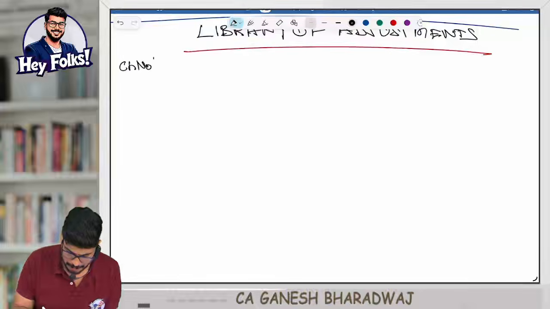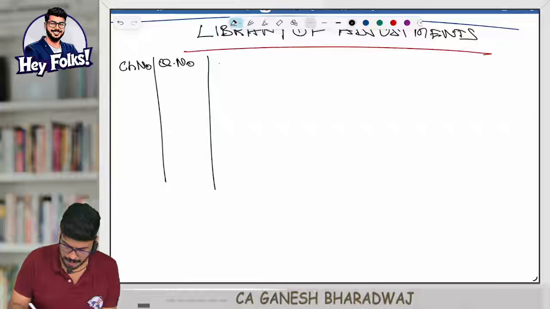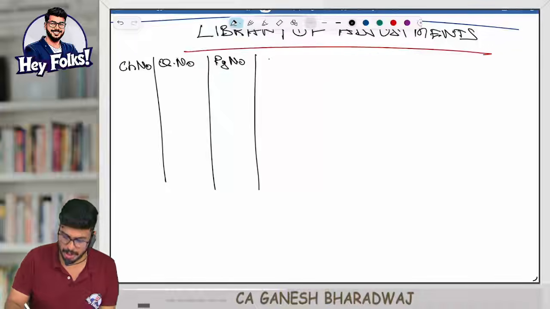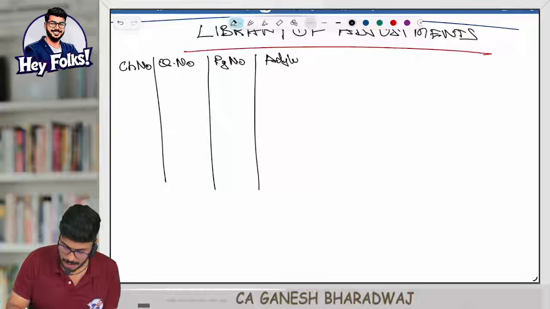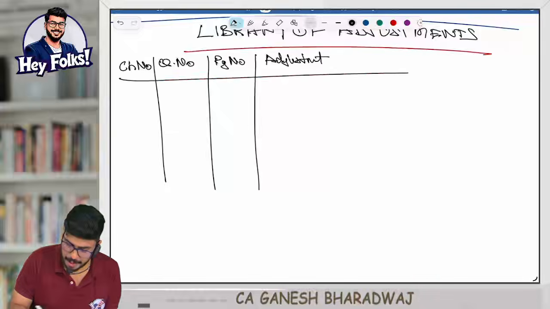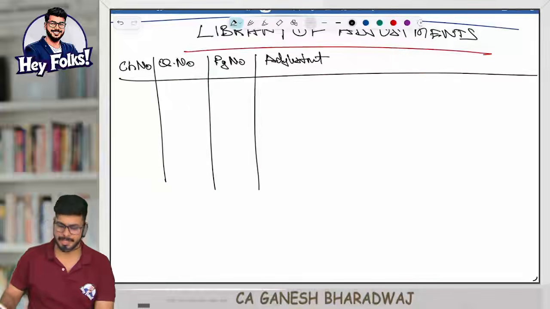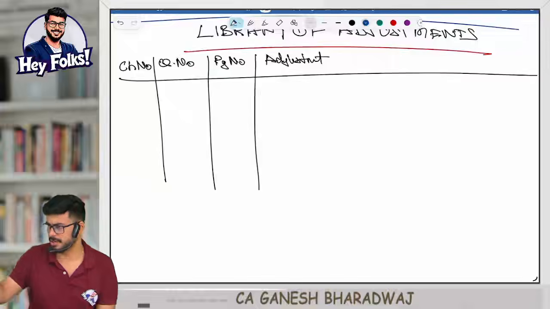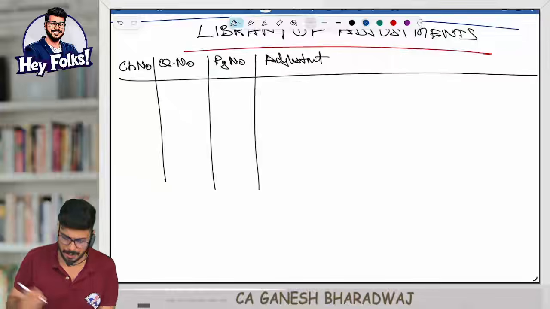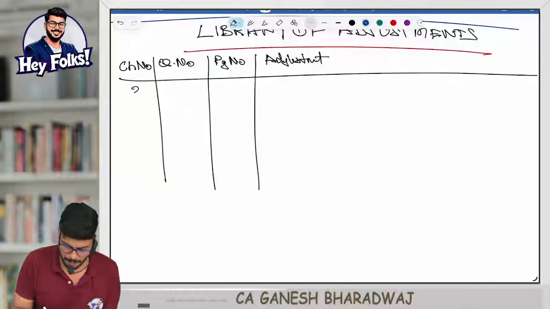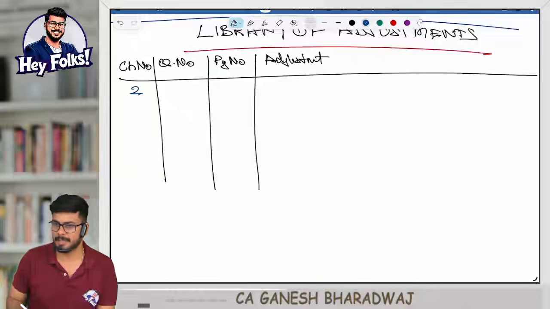First you can have chapter number, a small column, then question number, once again a reasonably small column, page number, a small column, and adjustment, the biggest column. Right now, what was the chapter number that we did as per our order? Chapter number 2, Basic Concepts. This 2 is your Portfolio Management.